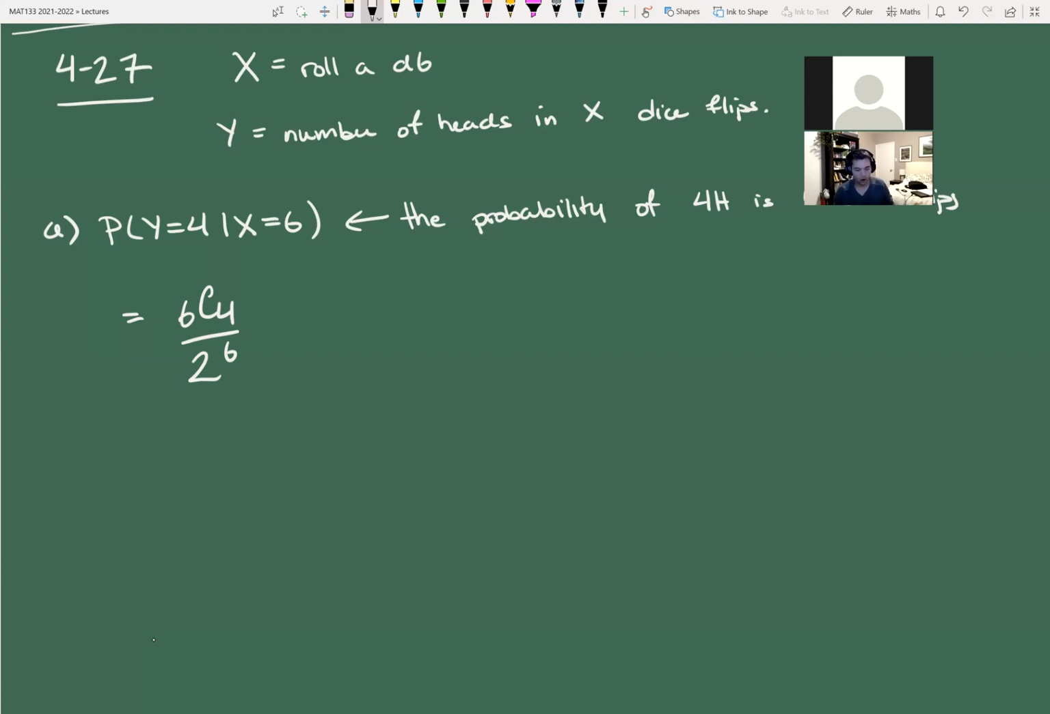Okay, so which part? Are you comfortable with the 2 to the power of 6? Okay, yeah, you're good with it. Same, are you comfortable with 2 to the 6? So Curdy, what is the sample space?